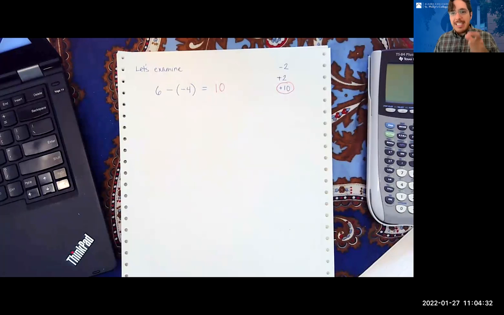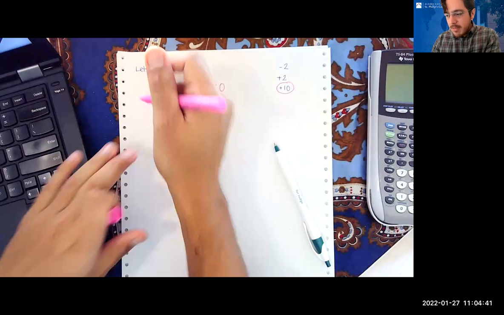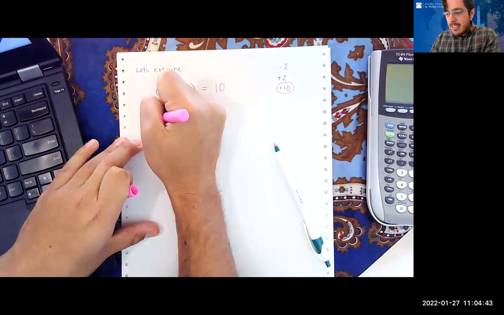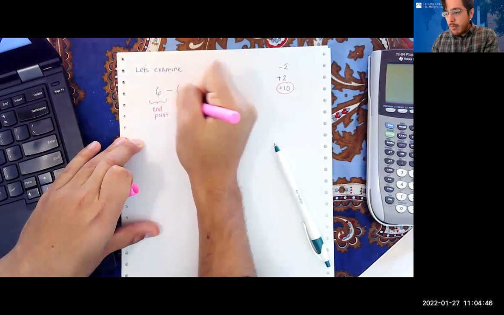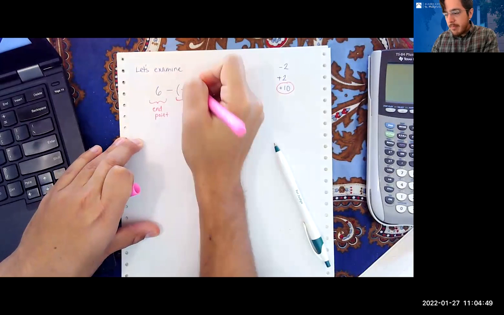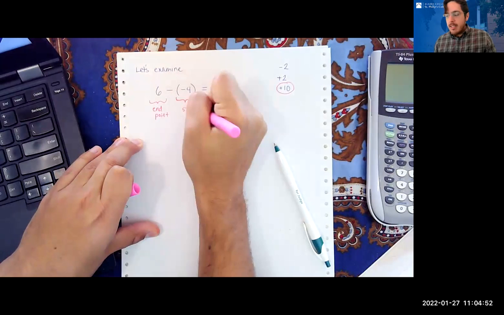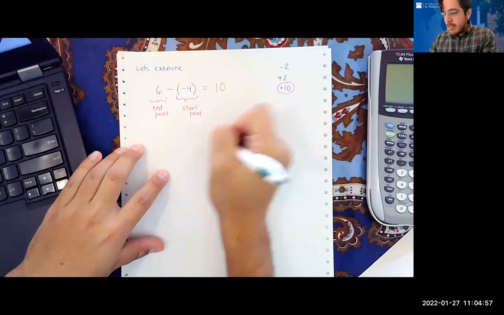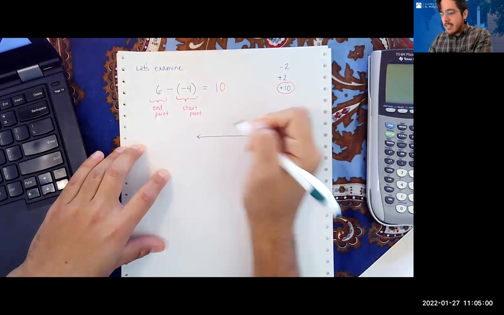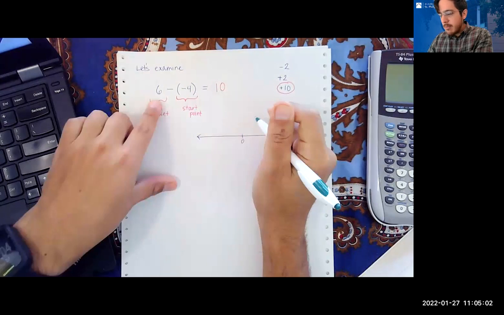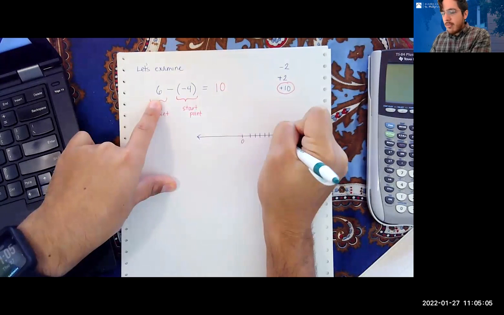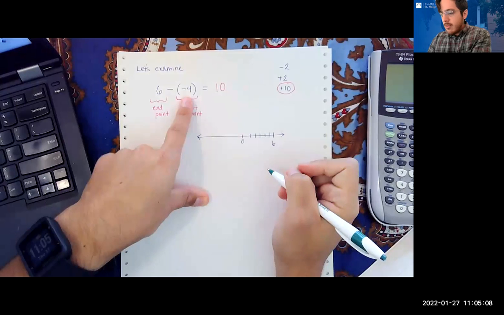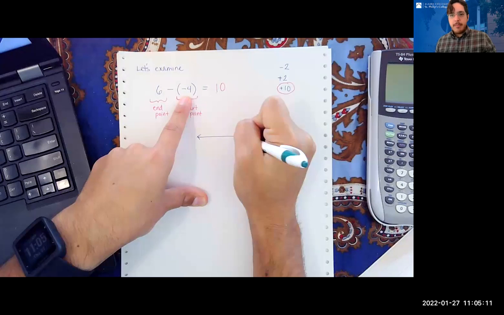Remember, subtraction is finding the distance between two numbers, where the first number is the end point, and subtraction is finding the distance between 6 and -4. So -4 is our starting point. Okay, so we can draw this on the number line. 0 is here. I need to get to 6. So 1, 2, 3, 4, 5, 6. That's where 6 lives. And I need to start at -4. 1, 2, 3, 4. This is where -4 lives.